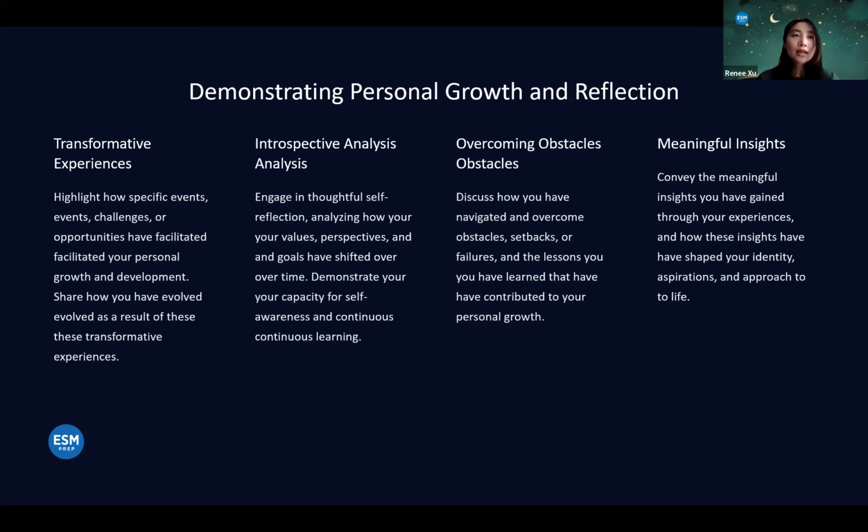This can come into the lessons that you've learned or the meaningful insights that you got from this huge challenge that you've experienced. And that introspective analysis is kind of what the admissions officers will care the most about, because in the story of growth, that is where they learn about who you are as a person, how you show up, how you see the world, what matters to you.